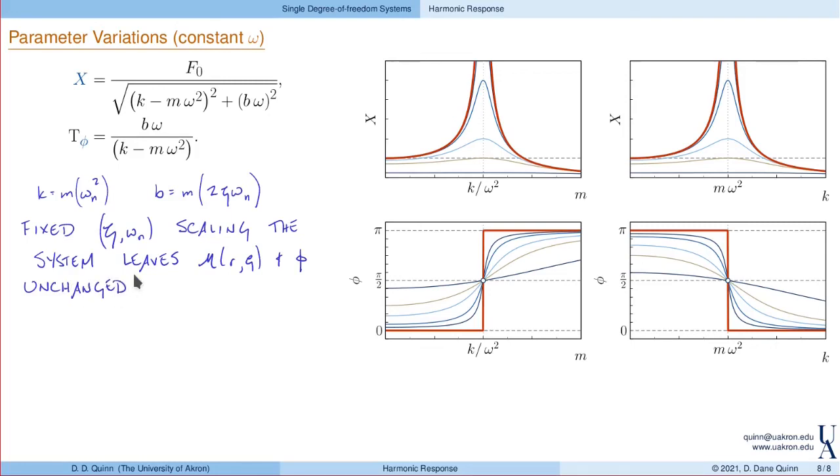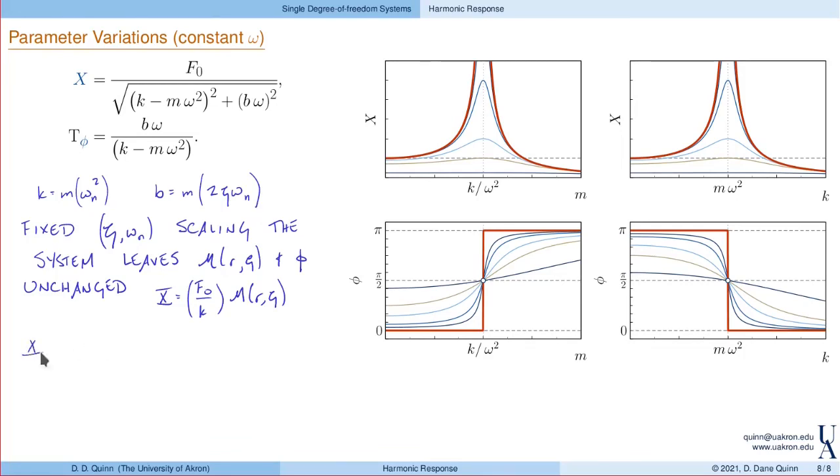Now, it would alter the amplitude, right? Because after all, the amplitude is f naught divided by K times the magnification factor. But this piece would stay the same, right? The only thing that would change is the amplitude would get scaled up and down as M or B or K effectively were scaled. However, if now we just change one of these parameters, right, what happens?